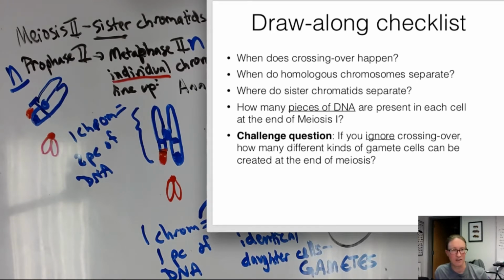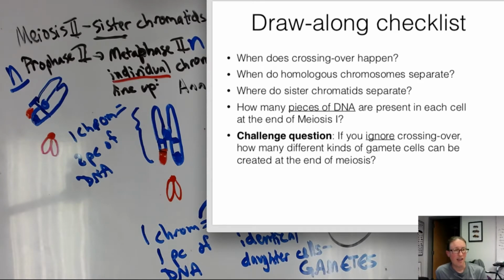Check your understanding and check your memory of when did crossing over happen, or synapsis as it's called. Why not give it a fancy name? Also, make note of when the homologous chromosomes separate. Also make note of when sister chromatids separate, and making mental note that those sister chromatids are no longer identical by the time they separate. Also, check and see how many individual pieces of DNA are present in each cell at the end of meiosis 1.